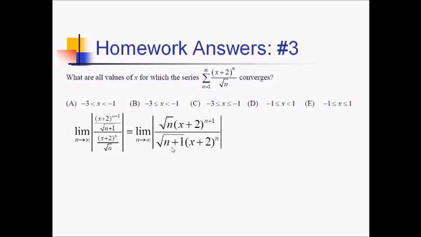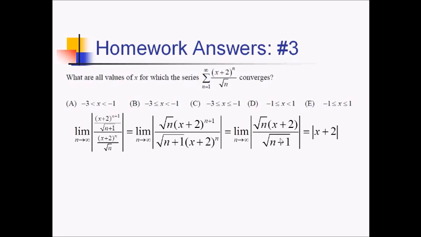Can't do anything with these n's just yet, but I can reduce this exponential term. So subtracting the exponents, we're just going to have an x plus 2 in the numerator along with the radical n. And then we still have that n plus 1 in the denominator with nothing else because this x plus 2 to the n got canceled out. So now as n approaches infinity, we can forget about this little plus 1 inside the radical. Radical n over radical n is just going to reduce to 1. So we just have this absolute value of x plus 2 left over. And now I can set that less than 1 for my interval of convergence.